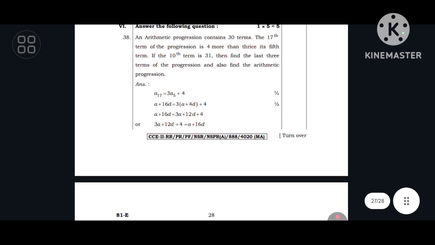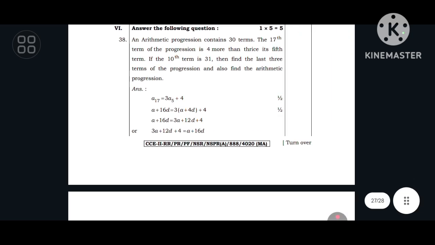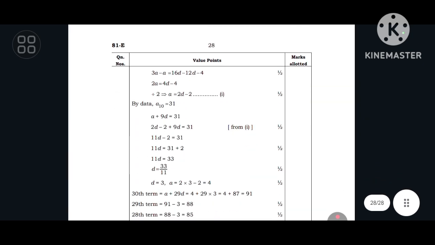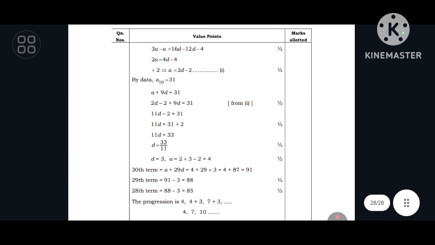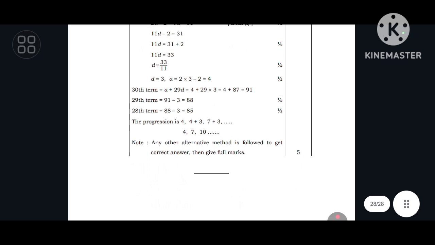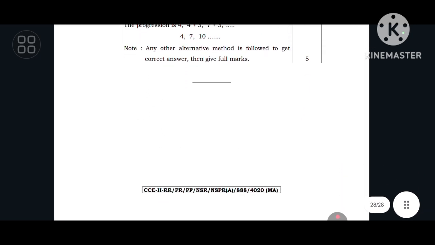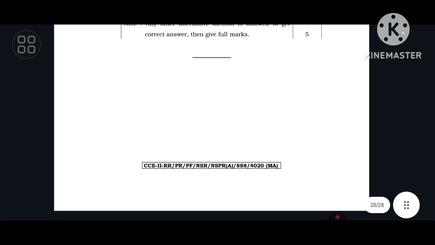As you can see how this is solved for arithmetic progression, and the arithmetic progression contains 30 terms. The 17th term of the progression, as you can see, read the question and just go through the answer. If you have studied well from the beginning, you will understand each and every step. If you start seeing the video at the end directly, you will not understand the steps, but follow the steps that I told in the question paper.